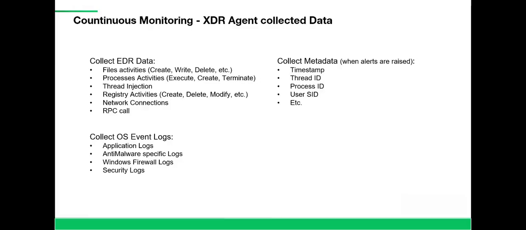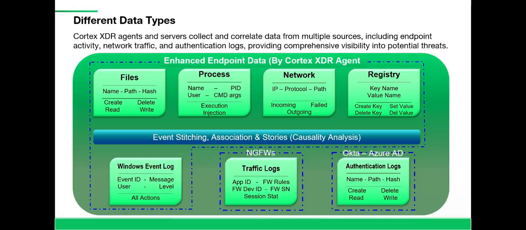So why is this important? Firstly, once the data gets ingested, right? Let me go back here. As we saw in this diagram, we have a function called event stitching, right? So the events will be stitched, associated, correlated, to tell the whole story of the attack, to provide what we call the causality analysis. So once some event happened, right, some alert is triggered, all this metadata, all this telemetry, right, will be stitched together with the alert so we can see the whole story of the attack. This is very important.